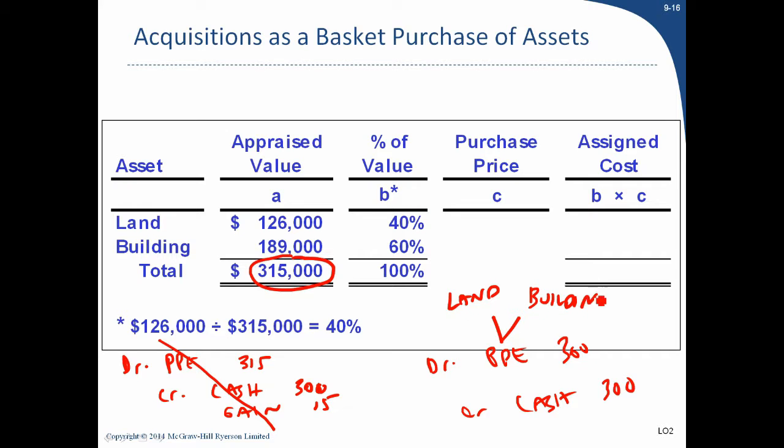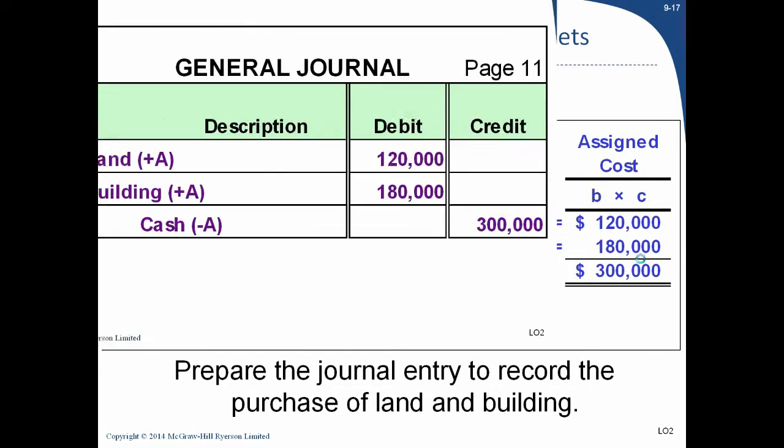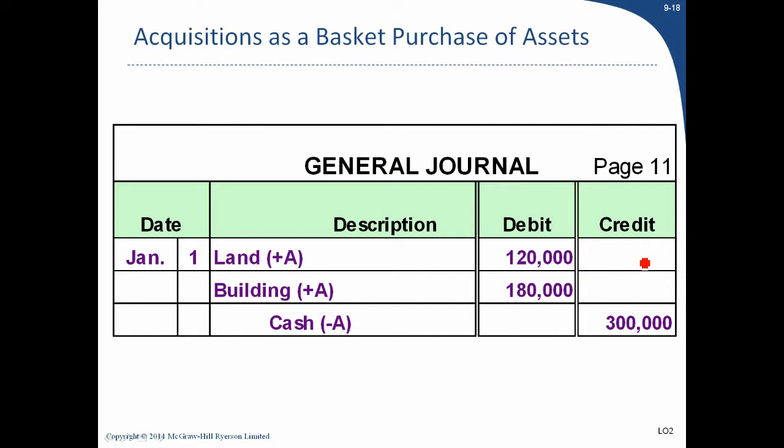All we do here is take the relative appraised values of the land and the building. Land represents 126 out of 315, or 40%. Building represents the other 60%. We multiply by the purchase price, so that's going to be 120 for the land and 180 for the building. And that'll get you to 300. Here's the journal entry.